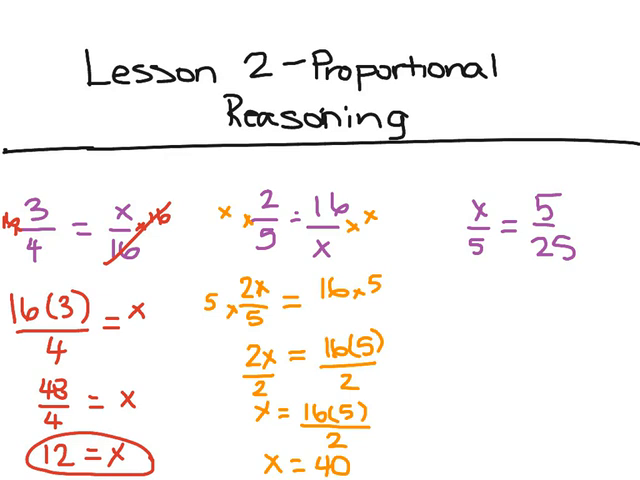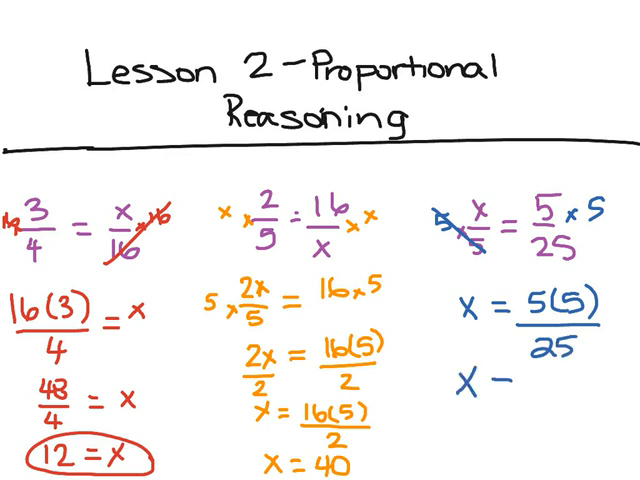Next one, we want to get rid of the 5, so we're going to times both sides by 5. This cancels, so we have x is equal to 5 times 5 divided by 25. 5 times 5 is 25, so 25 divided by 25 is 1.